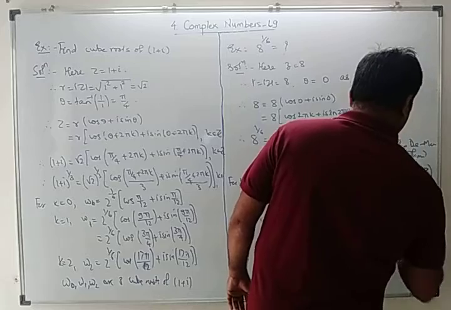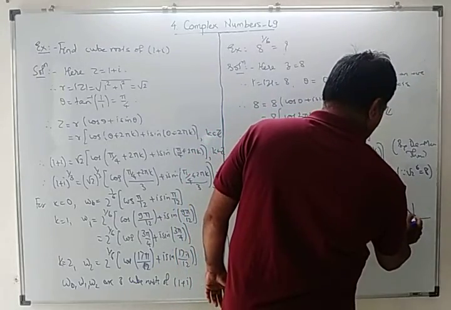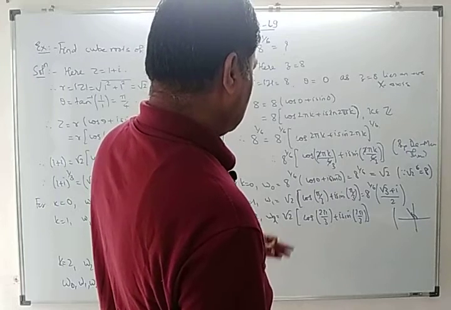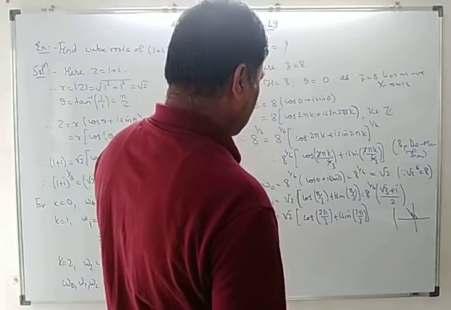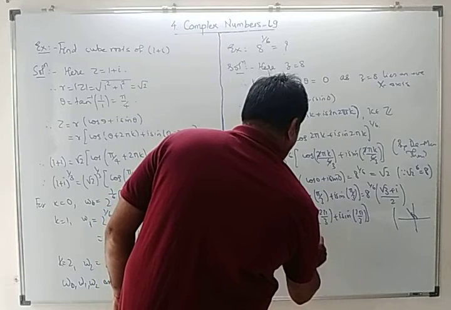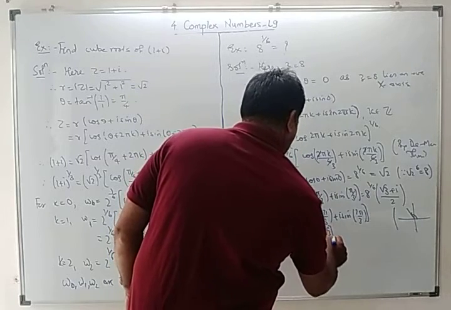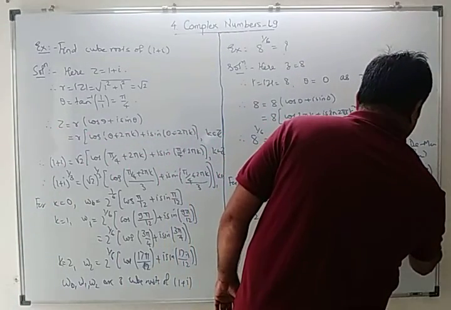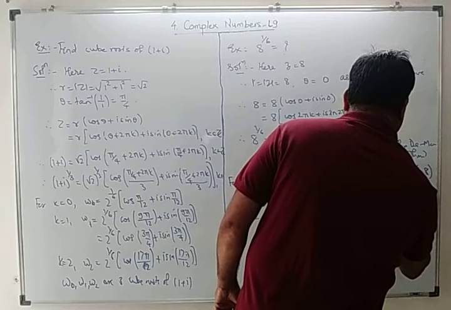This angle is here. So what is its y coordinate? It is root 3 by 2 and the x coordinate is minus half. So we will get root 2 into minus 1 plus i root 3 by 2. If you observe geometrically, this is your 2 pi by 3 angle. This will become minus 1 plus i root 3 by 2.